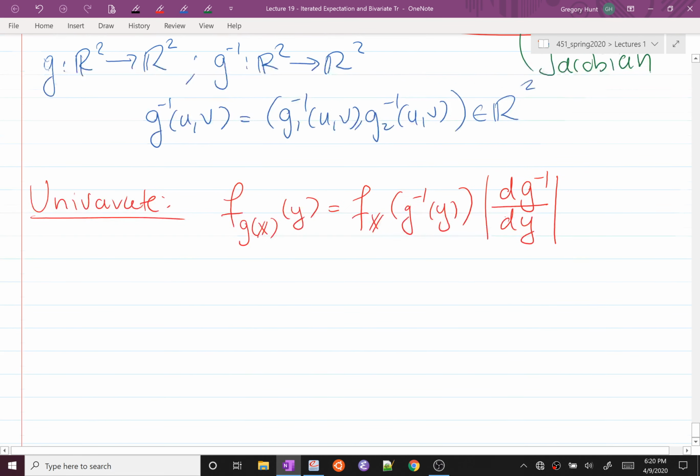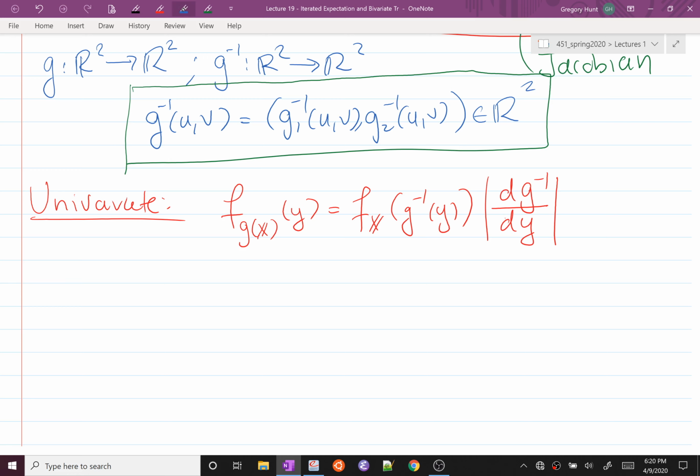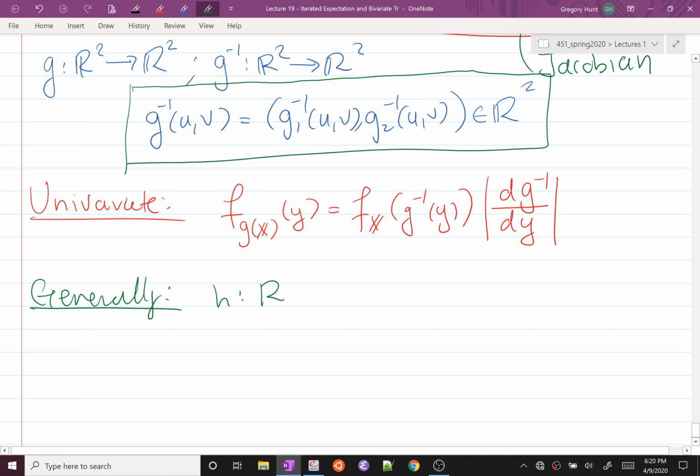So g inverse of (u, v), I'm going to say has two component functions, g1 inverse and g2 inverse. So just keep that in mind. The general rule: let's say generally, if I have a function h that goes R2 to R2, so you could say h of (x, y) is (h1 of (x, y), h2 of (x, y)).